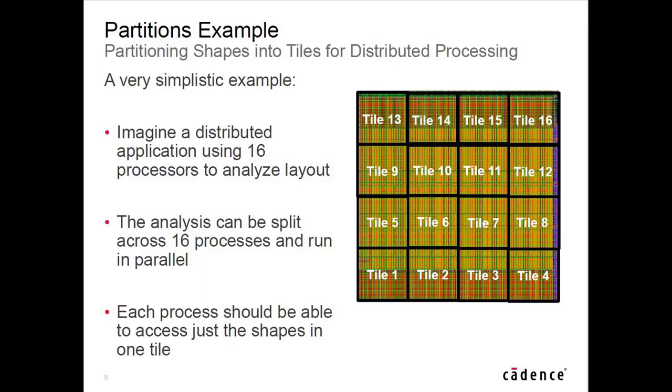Say that you wanted to partition all of your shapes into tiles for some sort of distributed processing analysis. So in a very simple example, you would take a given design. You had 16 processors available to you, and you wanted to be able to split the data up and assign one processor to a subset of the data. So you want each process to access just the shapes in one of these tiles.